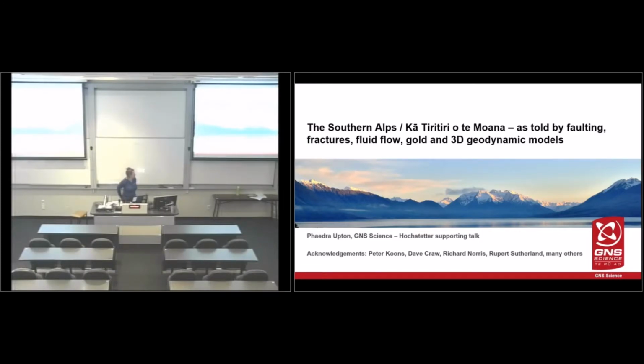Yeah, so this is my supporting talk for the Hochstetter, and last night I talked about tectonics and erosion, coupling the two. This one is more focused on geodynamics of the Southern Alps, but I do talk about the landscape as well. So I totally changed the title that I had initially, but yeah, the Southern Alps is told by faulting, fracturing, fluid flow, gold, and geodynamic models.